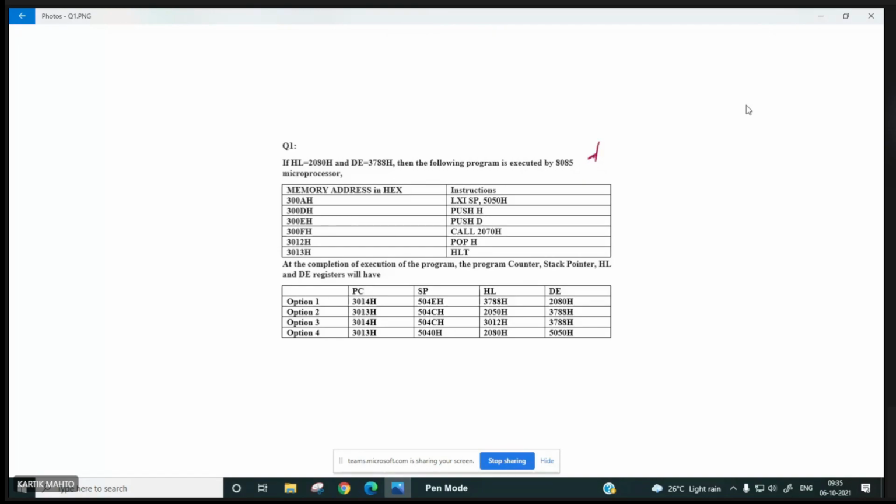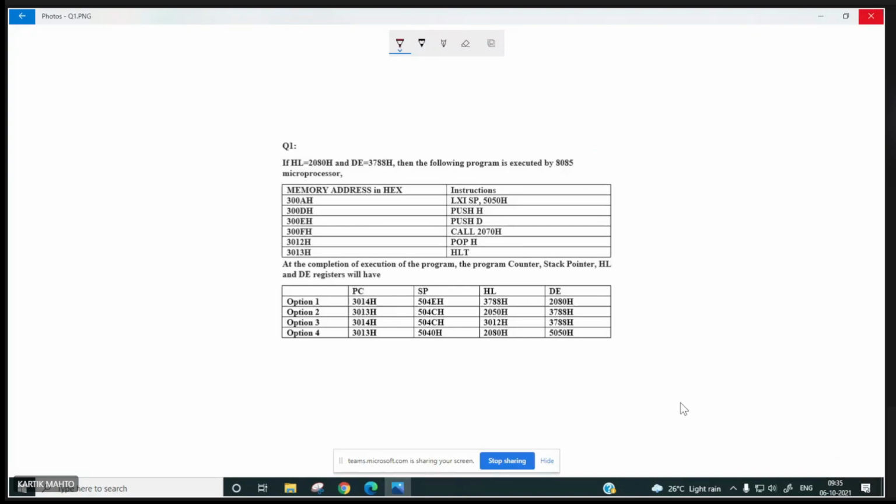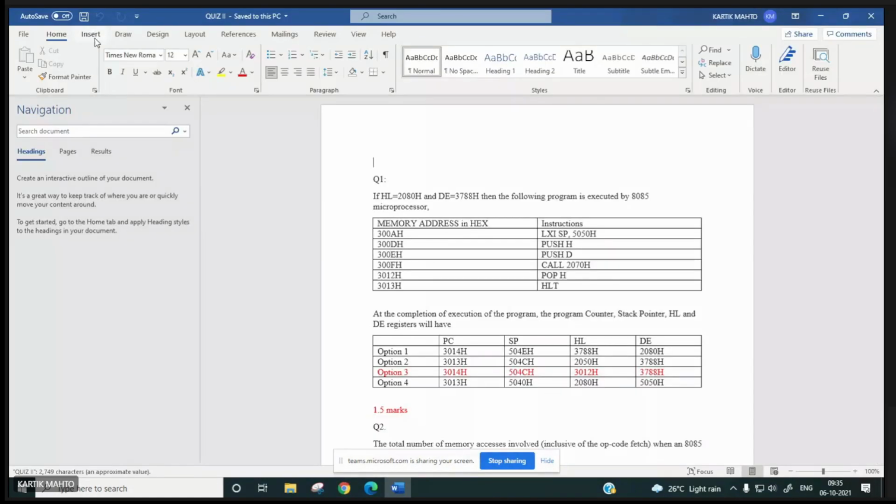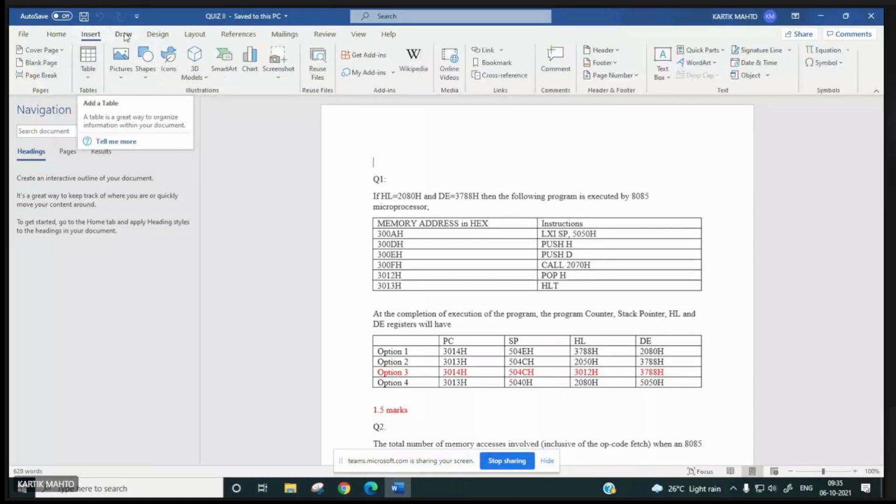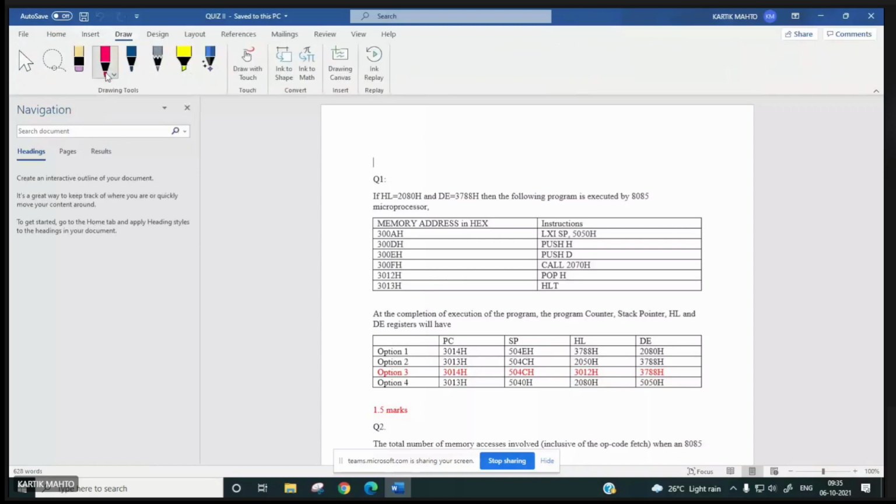Oh, it is not writing properly. So what I do, in fact, I should go to that Word file itself. Wait. Table. Now, draw. Pen. So now can I write? Yes. So you can see this page is visible to you now.